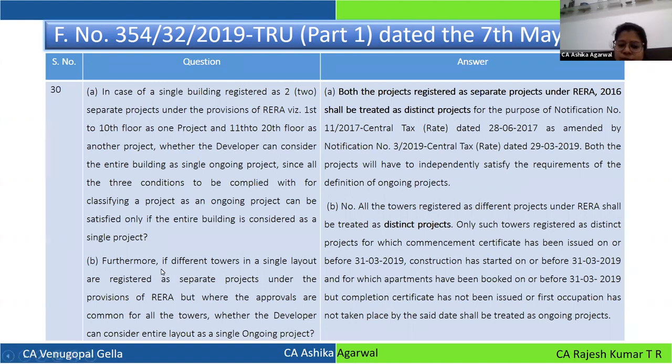Now, another question which has been clarified is: if different towers in a single layout are registered as separate projects under the provisions of RERA, but where the approvals are common for all the towers, can the developer consider the layout as a single ongoing project? Again, no. All the towers are registered, even though it's a single layout. But for RERA, you have taken different registrations, so they are saying they will consider them as different projects. Now, how this is going to impact, we will discuss in our issues. How this registration is going to impact and what benefit will be available to you.